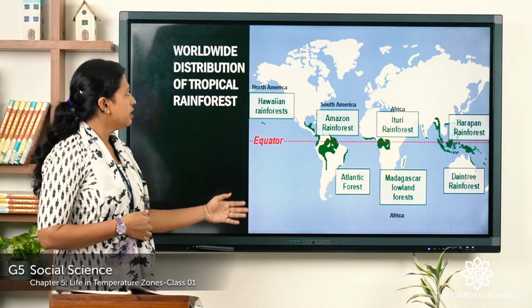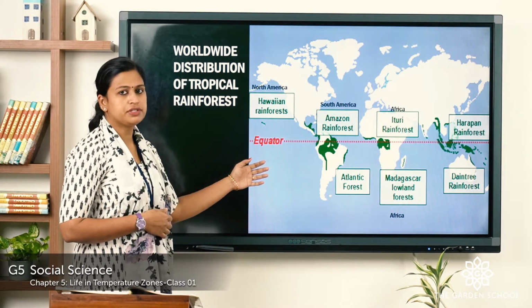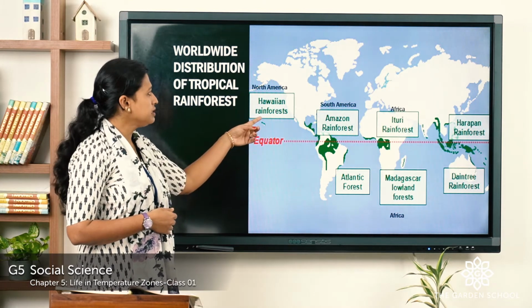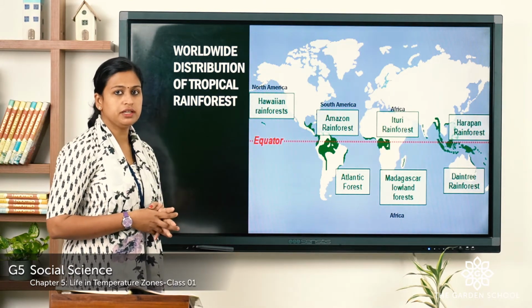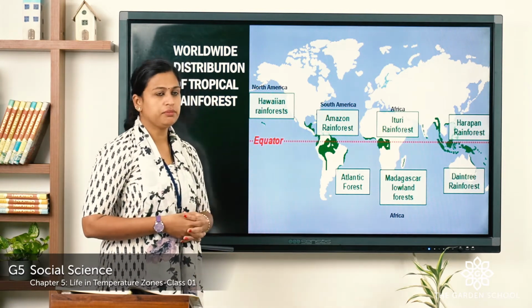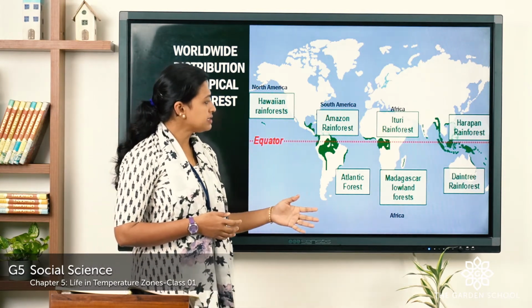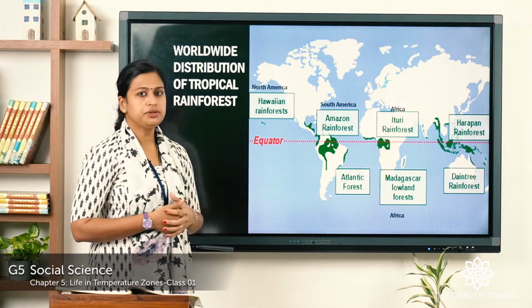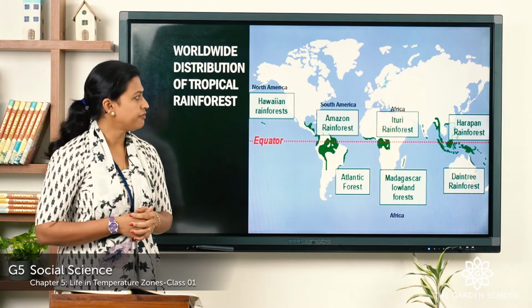Now, this is the distribution of equatorial forest. You can see here Hawaii rainforest in North America continent, Amazon rainforest in South America, Madagascar lowland forest in Africa, Ituri rainforest in Africa.